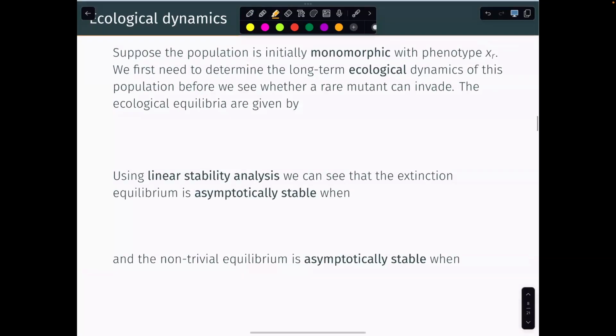So always the starting point in these models is to first assume that our population is initially monomorphic. Remember, monomorphic, mono just meaning one, morphic being type. So you can think of this as one phenotype. If you struggle to remember what monomorphic means, contrast it with polymorphic, many phenotypes. We assume that phenotype is XR, with R referring to our resident. So like I said, we first need to determine the long-term ecological dynamics of this population before we see whether this rare mutant can invade.